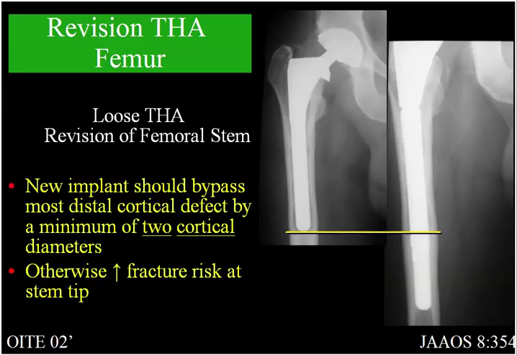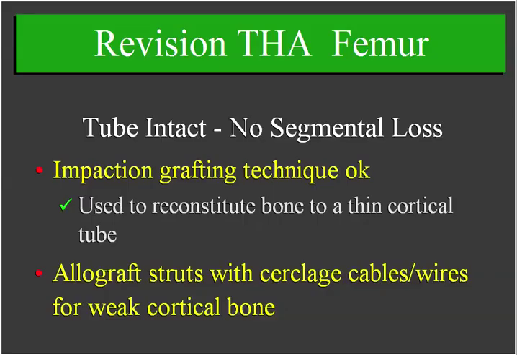Another board question: if you have a revision situation and you're revising a stem, you must bypass the distal defect by at least a minimum of 2 cortical diameters, otherwise you run the risk of fracture. So if you have a hole in your bone, you've got to pass at least 2 cortical widths below that. Okay? Otherwise you run the risk of fracture. Board question right there, okay?